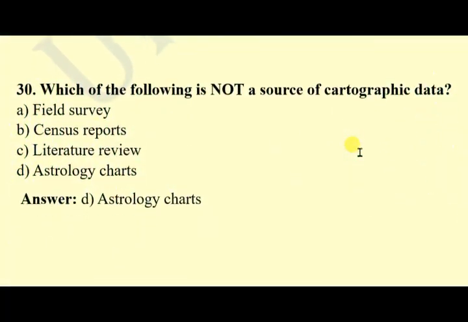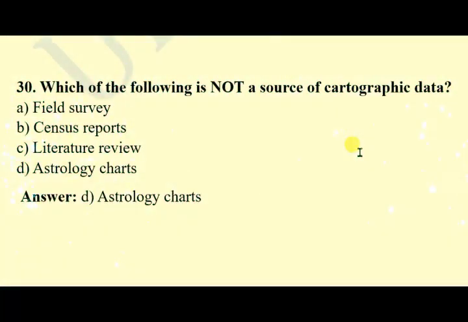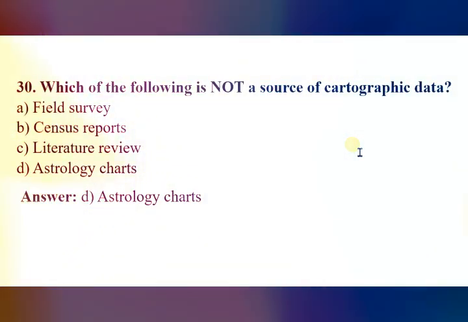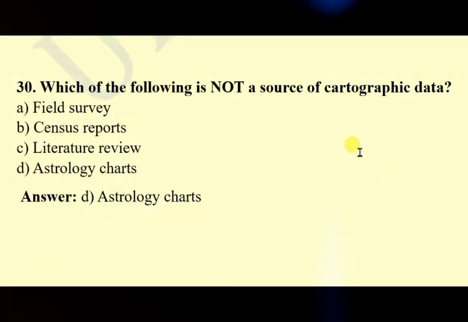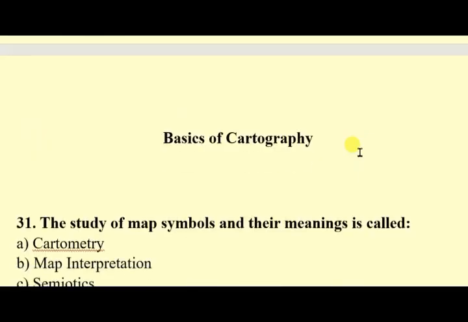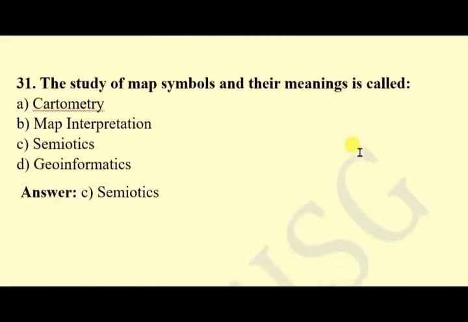Question number 30. Which of the following is not a source of cartographic data? Field survey, census reports, literature review, astrology charts. Here the right answer will be astrology charts. Now the basics of cartography.